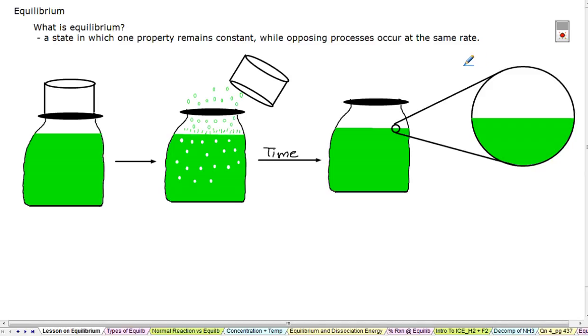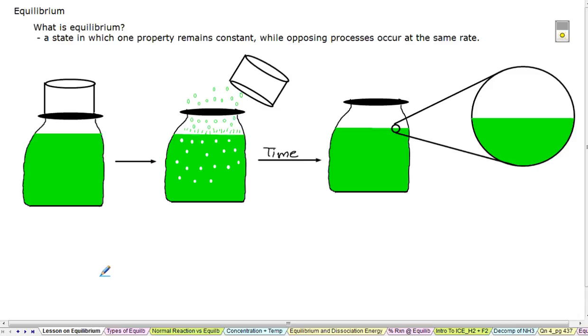Okay, this is our first lesson on equilibrium, and this is just going to take us into an intro into what equilibrium is and what are some of the implications and some of the factors that affect equilibrium. So, you may ask yourself, what is equilibrium? Well, equilibrium is a state in which something appears to be the same, although opposing processes are occurring at the same time. I like to think of equilibrium as a balance myself.